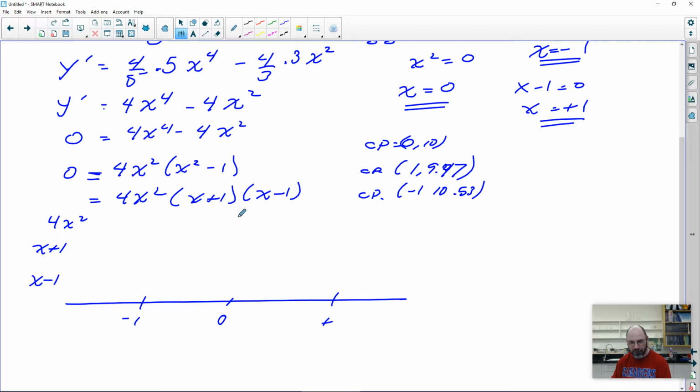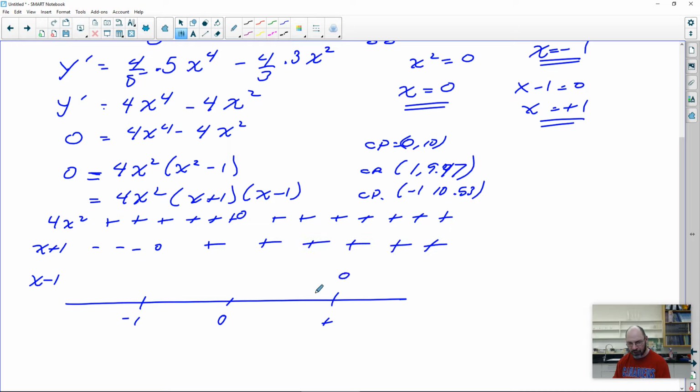So 4x squared is 0 at 0. Now, if you take negative numbers and square them and multiply them by 4, they're still positive. So this whole thing is all positive because it's a square in there. X plus 1 is 0 at -1. So this is negative here, positive here. X minus 1 is 0 at +1. 1 minus 1 is 0. And so it's negative below that and positive above it.